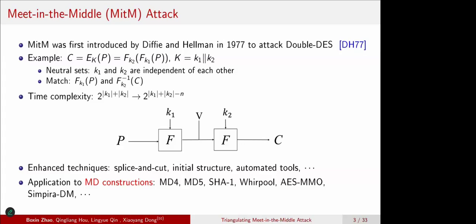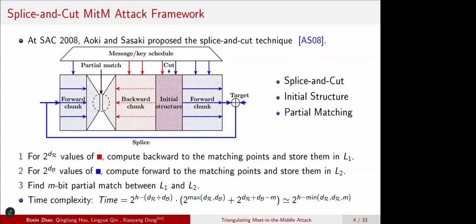Currently, enhanced techniques for this attack have been developed, such as splice and cut, initial structure, and automated tools. It has been widely applied to the analysis of hash functions like MD4, MD5, and SHA-1, and so on. In 2008, Aoki and Sasaki proposed the splice and cut technique at the SAC conference, which is a classic framework for meet-in-the-middle attacks, and then the initial structure.